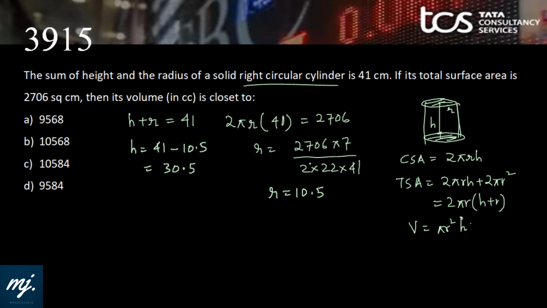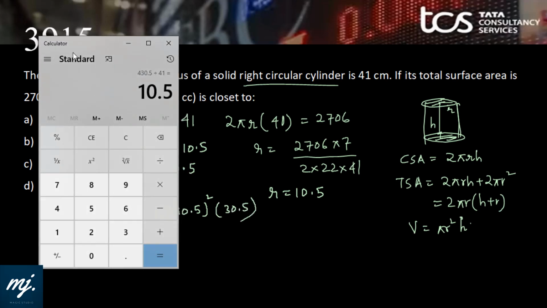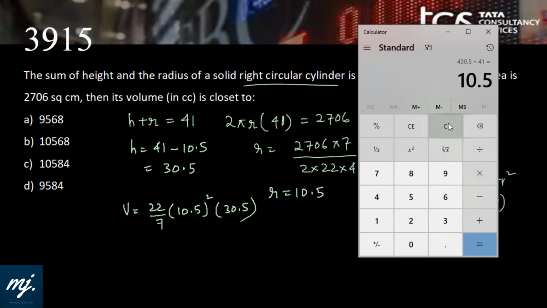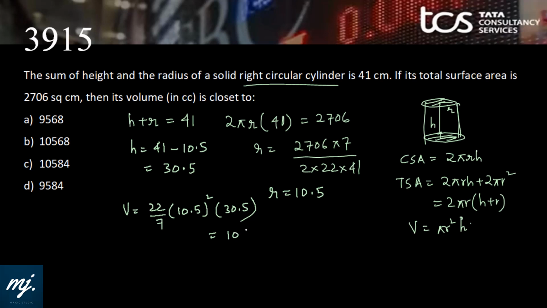What is the volume? Volume formula is pi r square h. So volume is 22 by 7 into 10.5 whole square into h, which is 30.5. Okay, let me use the calculator once again. So 22 into 10.5 into 10.5 into 30.5 divided by 7 is 10568.25. Volume is coming as 10568 cc, and that is in option B.